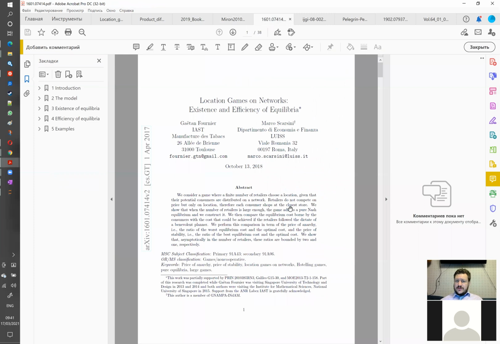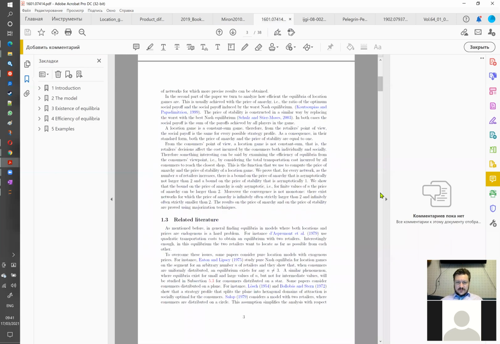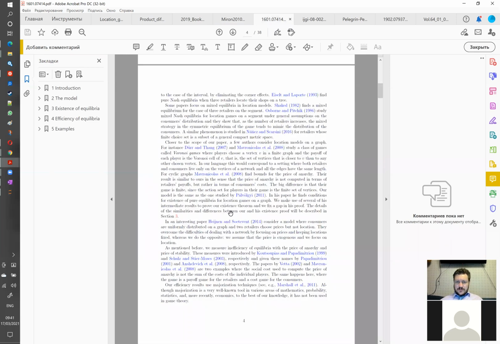There are also rather fresh academic articles. It's from Italy and France, 3 years ago, about location games on networks. It's something that we do now. They proved existence and efficiency when they have some assumptions. This problem has a big history.